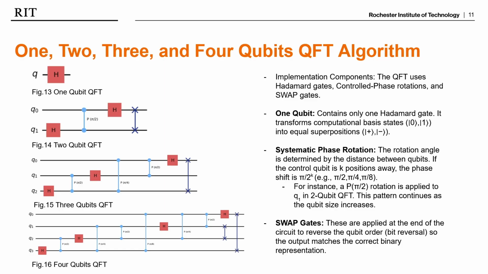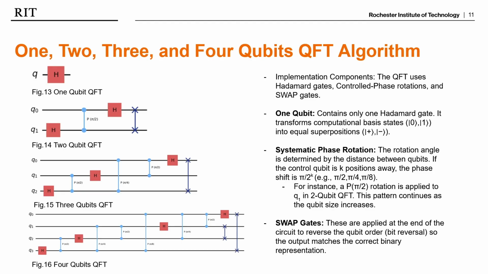The 1 qubit implementation uses only one Hadamard gate, where computational basis states 0 and 1 transform into equal superposition plus and minus. The rotation angle is determined by the distance between qubits. If the control qubit is k positions away, the phase shift is pi divided by 2^k.